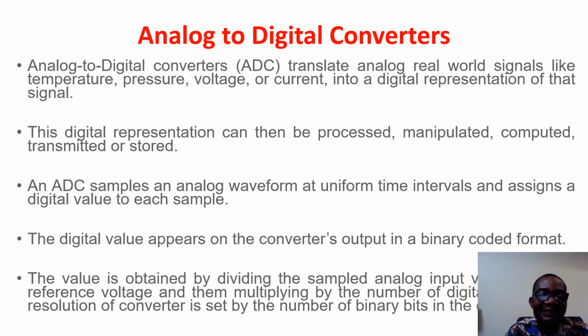An analog to digital converter samples an analog waveform at uniform time intervals and assigns a digital value to each sample. So that is basically what happens. The analog to digital converter samples your analog waveforms, meaning that it takes those analog waveforms at specific time intervals. It records those analog waveforms at specific time intervals. The digital value appears in the converter's output after it has been converted to digital signals.